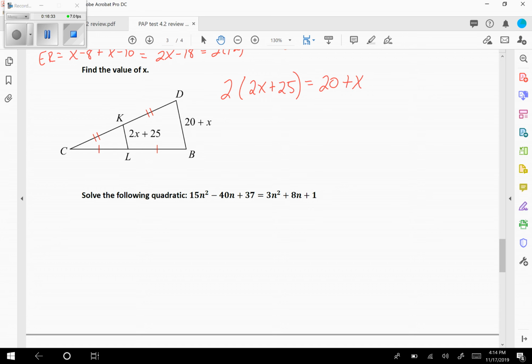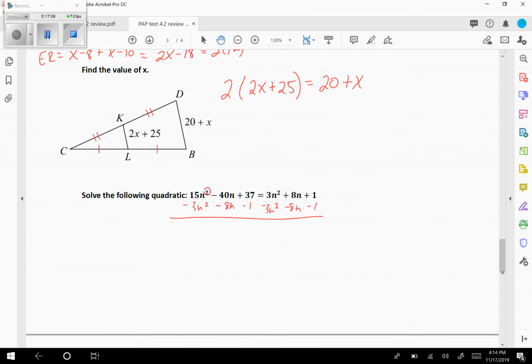Okay, and again, I'm going to help set you up, and then I'll put the answer at the end so you guys can see how I did it. It says 15n squared minus 40n plus 37 is equal to 3n squared plus 8n plus 1. Okay, we have a quadratic. So we have to get this side set equal to 0. So I'm going to move everything from the right over to the left. So minus 3n squared, minus 8n, and minus 1.